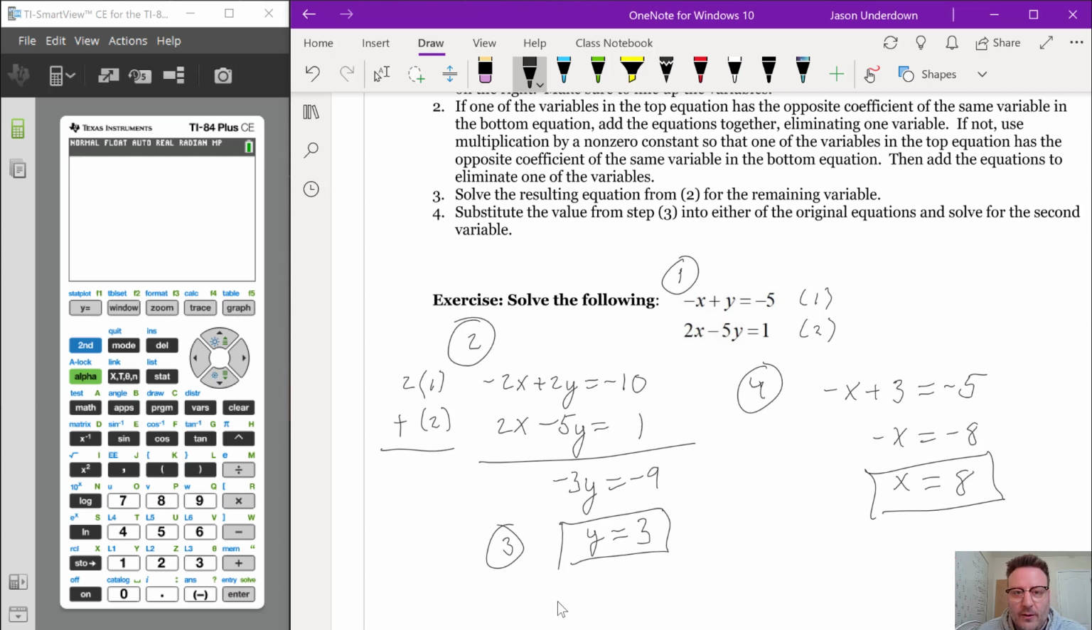Alright, and there we go. That's the method of elimination. It's pretty easy. I just want to point out one thing here. Notice, what are we doing?